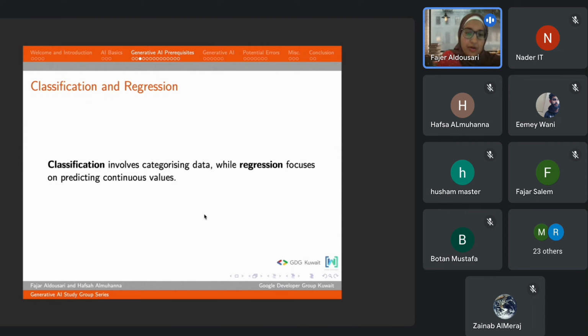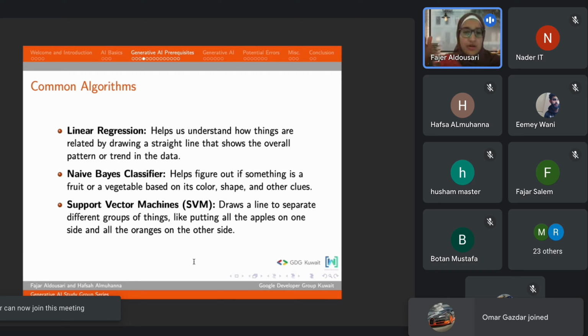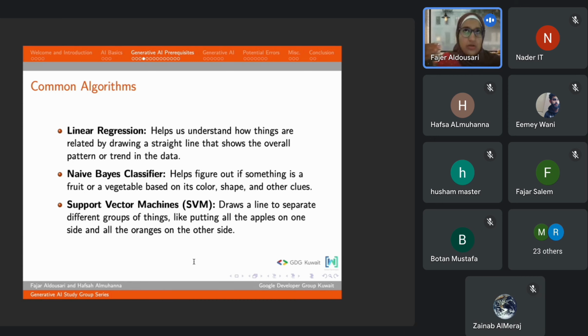Some common algorithms of supervised learning are linear regression, naive Bayes classifier, and support vector machines. Don't worry too much about those algorithms. It's just to give you an idea of what's there in terms of supervised learning algorithms. Obviously, it's not limited to this. There are a lot more types of algorithms, but those are just some of them.